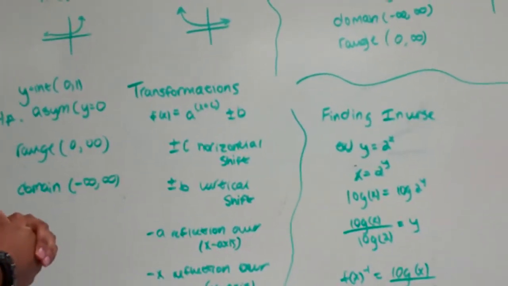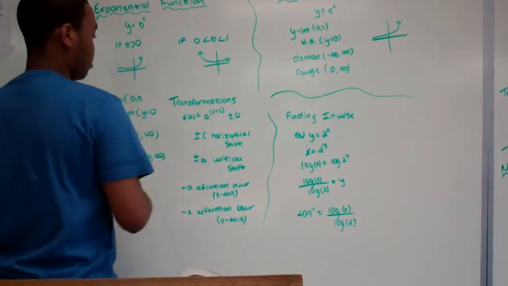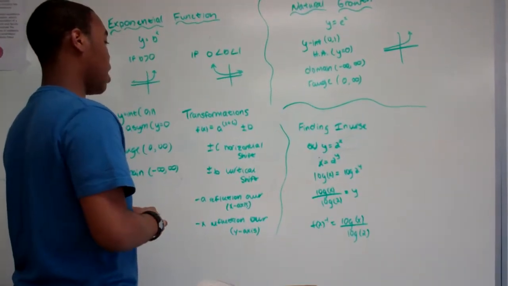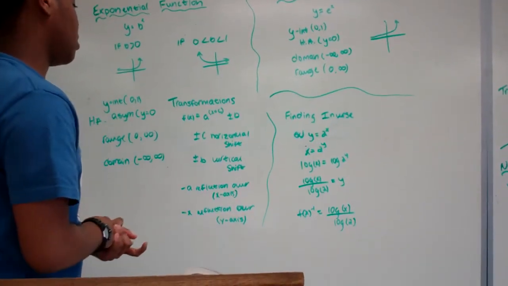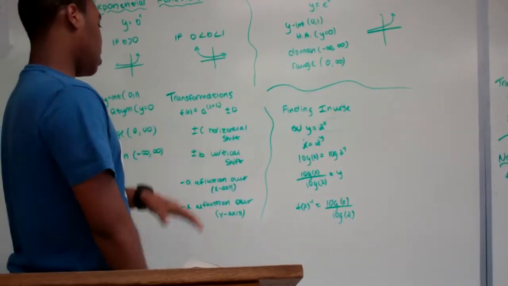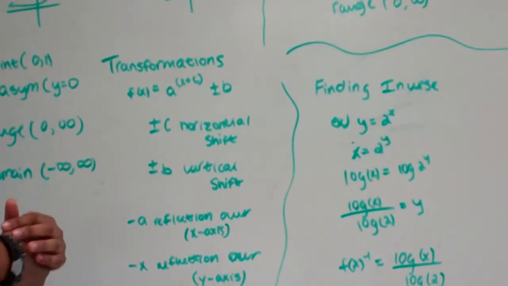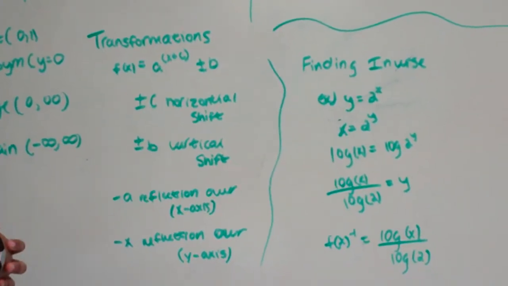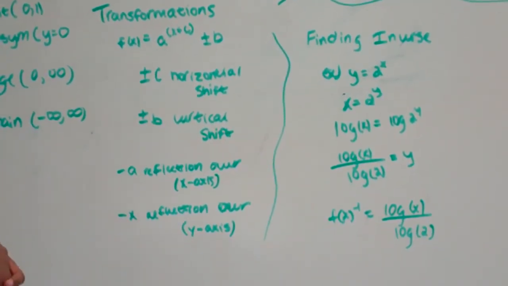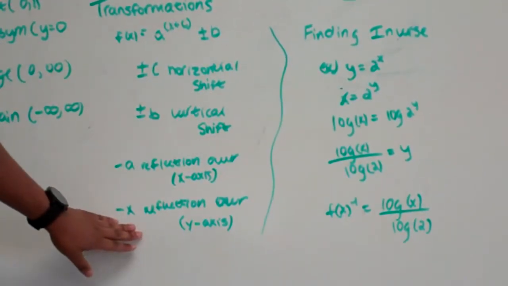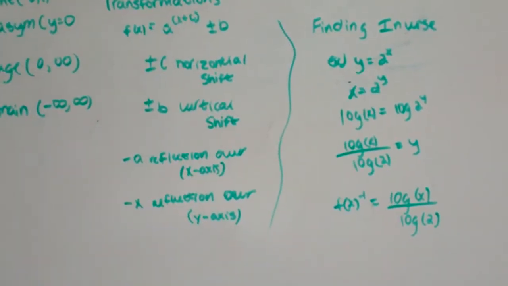And some transformations for another standard equation, f of x equals a to the (x plus c), then plus or minus b. For c, if it's positive or negative, you get a horizontal shift. If it's a positive or negative b, you get a vertical shift. And if a is negative, you get a reflection over the x-axis. And if x is negative, you get a reflection over the y-axis, so it'll be up here.